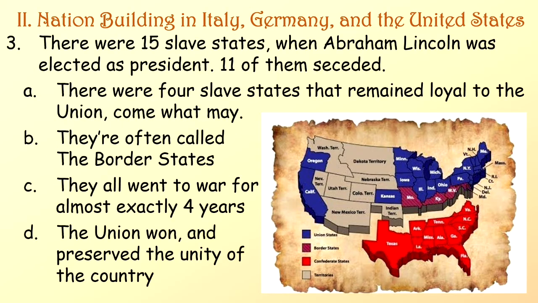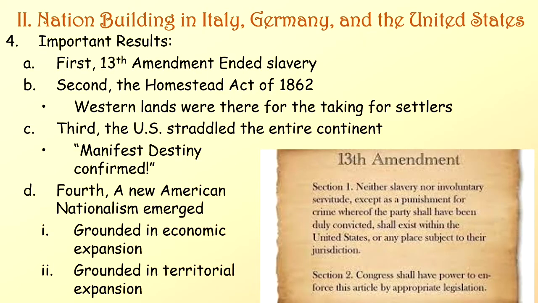There were 15 slave states when Abraham Lincoln was elected as president. 11 of them seceded. There were 4 slave states that remained loyal to the Union come what may, and those are often called the border states. They all went to war for almost exactly 4 years. The Union won and preserved the unity of the country.